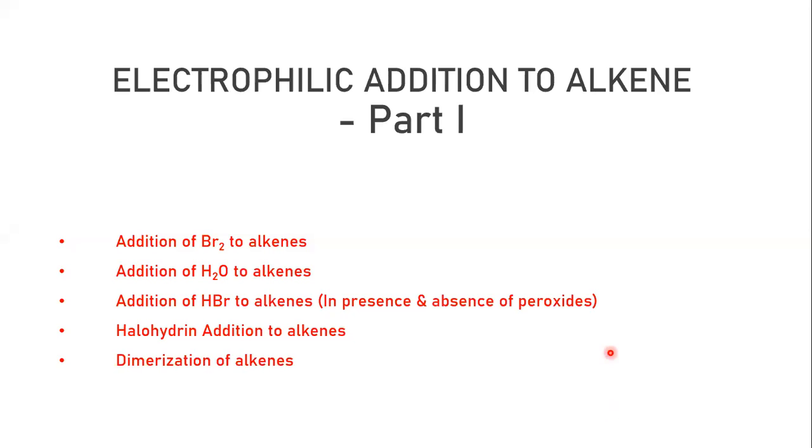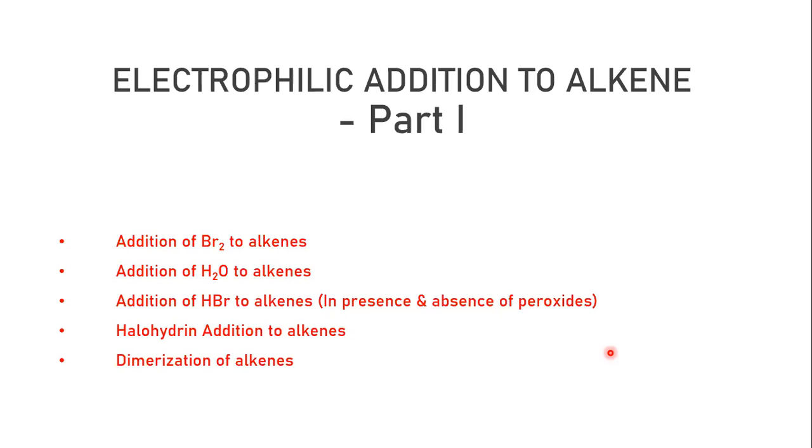First is your addition of bromine to alkenes. Second is your addition of water to alkenes. Third is your addition of HBr to alkenes in the presence and in the absence of peroxides. Fourth is your halohydrin addition to alkenes.